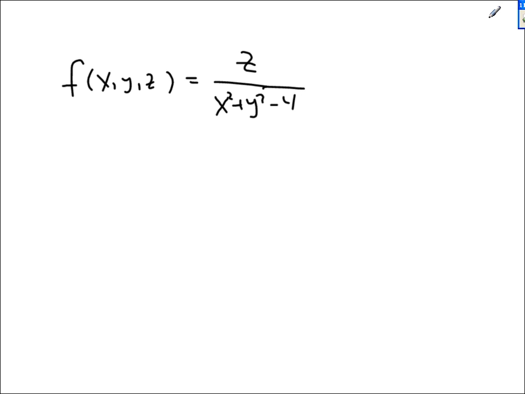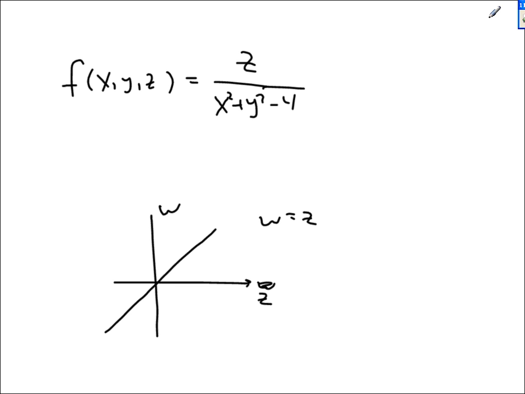If you had f equal to, say, z over x squared plus y squared minus 4. Well, z is always continuous, and if you have w equal to z, here's the z-axis, here's w equals z. It's continuous.